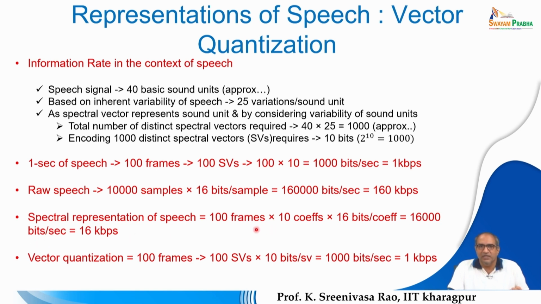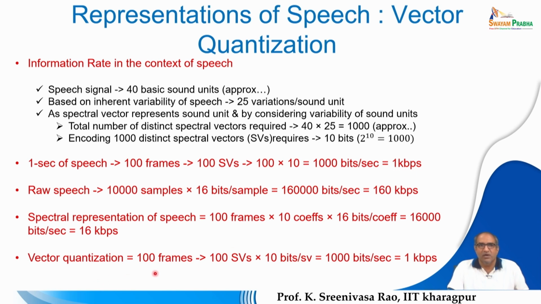And here you see, in the case of spectral representation of speech, we are performing scalar quantization, because each vector contains 10 coefficients, and each coefficient we are quantizing, representing with 16 bits, right. Because of that the number of bits required will be 16 kbps, whereas in the case of vector quantization, there are 100 vectors, and each vector is represented by 10 bits. That is the reason you can represent speech with only 1 kbps.